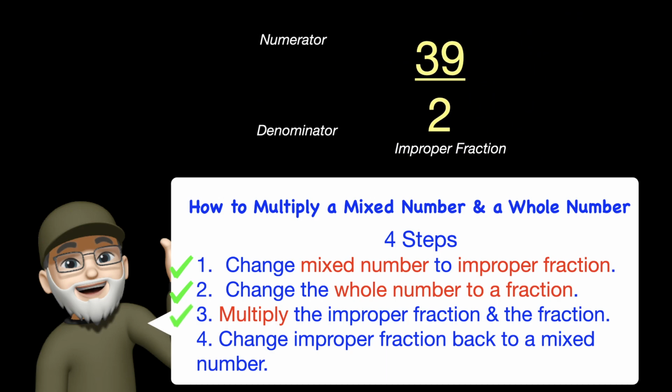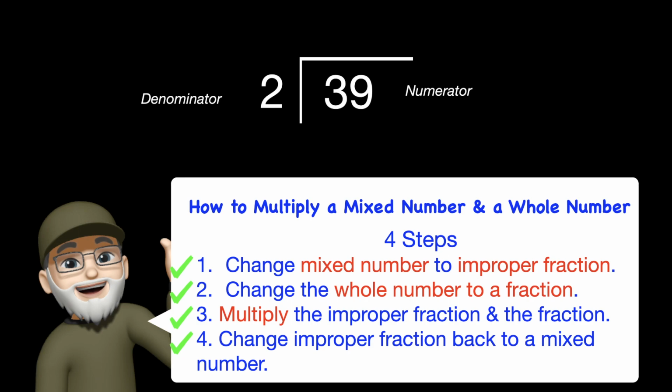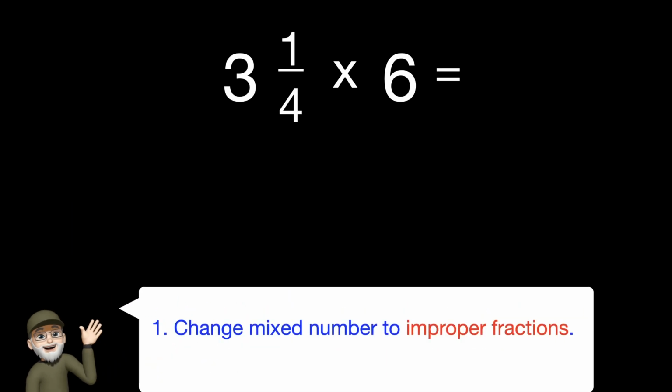That gives us an improper fraction. Finally, step 4 is that we change that improper fraction back into a mixed number, and we use division for that step, and that would give you your final answer in the form of a mixed number. Okay, let's look at that in more detail.